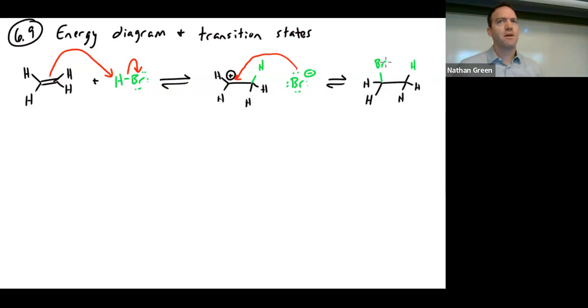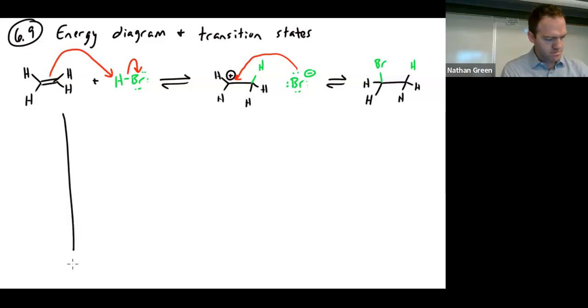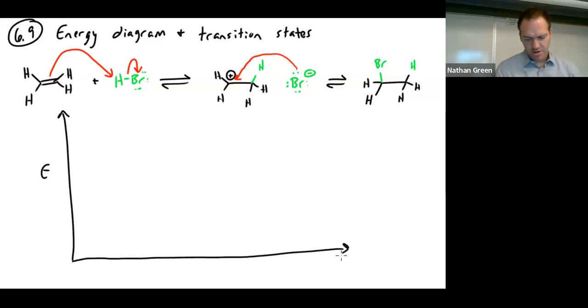What I want to do is map out this reaction on a plot that shows a difference in energy and follows the reaction progress, or you'll also see this called the reaction coordinate.